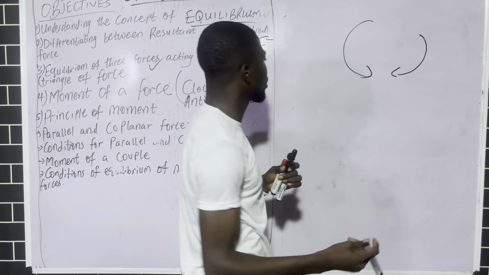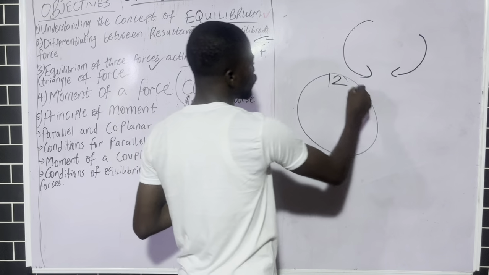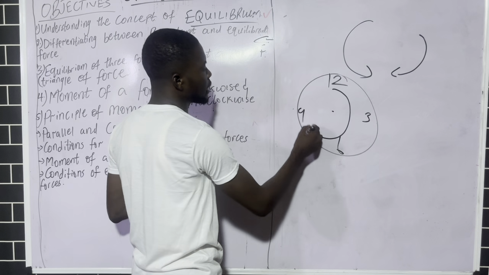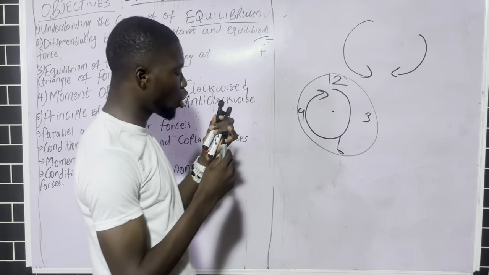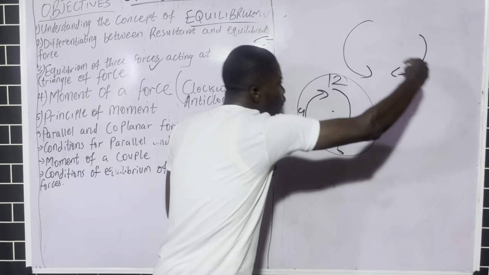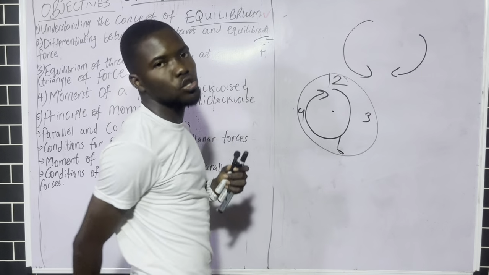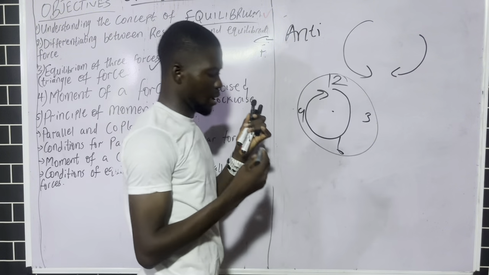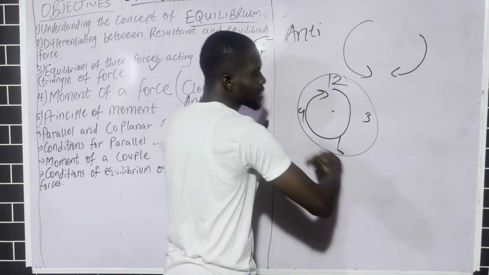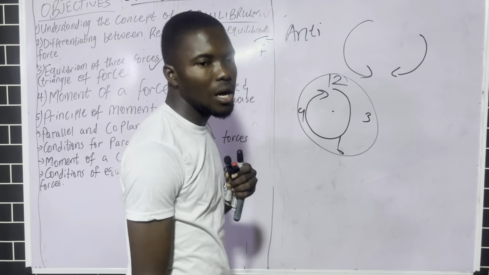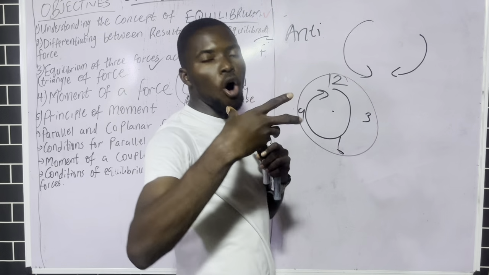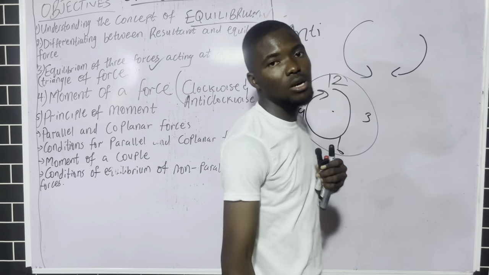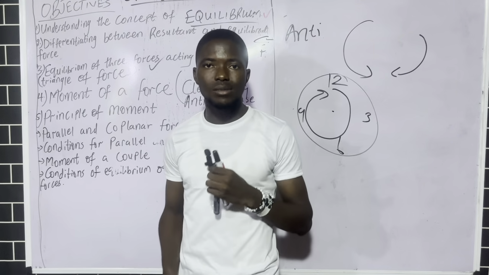In your wall clock, you have 12, 3, 9, 6. Your clock turns through like this. This is what we call clockwise. When we say clockwise direction, we mean the direction of the clock. So when something is moving like this, it is clockwise direction. When the direction is against the direction of clockwise, we call it anti-clockwise. The moment of a force in the clockwise direction is called clockwise moment. The moment of a force in the anti-clockwise direction is called anti-clockwise moment.